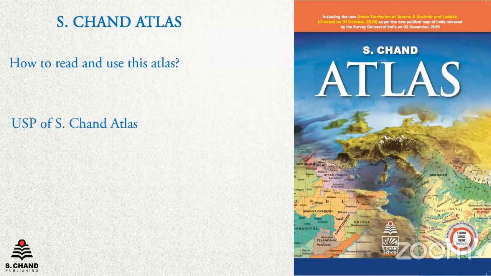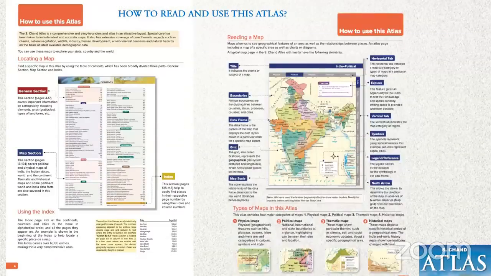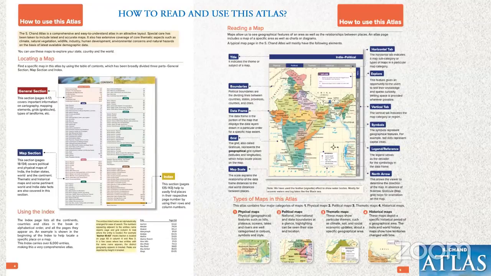So next, what are the major USPs of this atlas? In this pandemic time, lots of people have brought their resources onto digital platforms. Yes, of course, we are also showing our atlas on digital web resources with different digital activities. So two pages I have shown here, that is the 4th and 5th pages of our atlas.